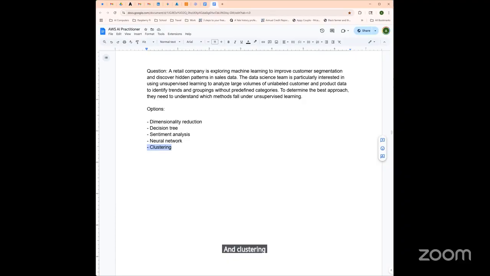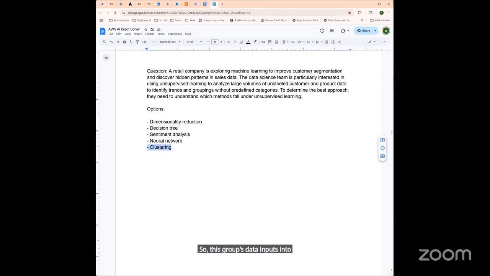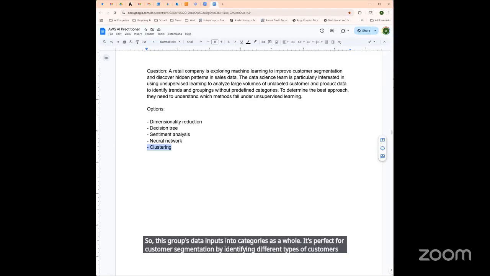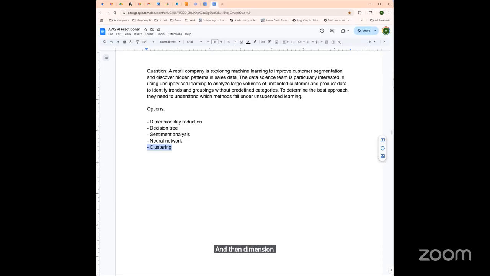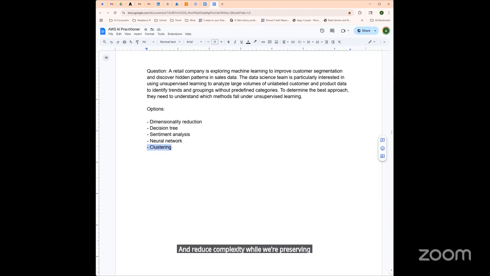All right, so why are these correct? Okay, so unsupervised learning algorithms train on unlabeled data and establish meaningful connections between unknown inputs. All right, so clustering groups data inputs into categories as a whole. It's perfect for customer segmentation by identifying different types of customers based on behavior patterns without predefined labels. And then dimensionality reduction reduces the number of features in the data set, often used to pre-process data and reduce complexity while preserving important information.